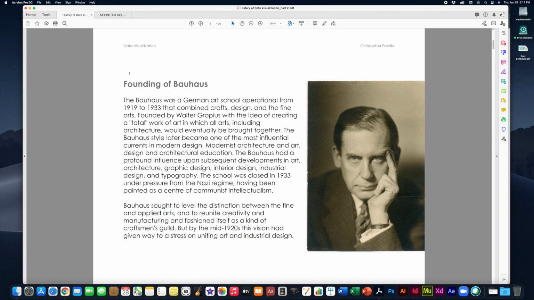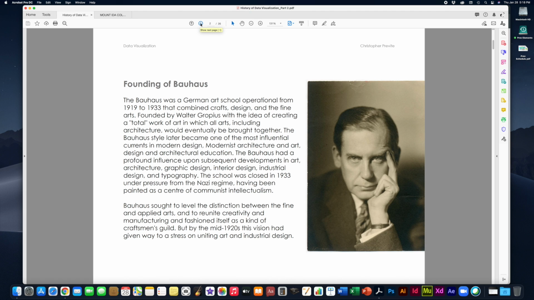The Bauhaus sought to level the distinction between the fine arts and the applied arts, and to really reunite creativity and manufacturing, and fashioned itself as a kind of craftsman's guild. And that sort of hands-on, almost blue-collar approach to art and design and architecture really became the foundation for so many schools all over the planet. And so the idea, even though it was short-lived in its origin, only from 1919 to 1933, really extended itself well beyond the physical existence of the Bauhaus. And Gropius was really at the center of it.